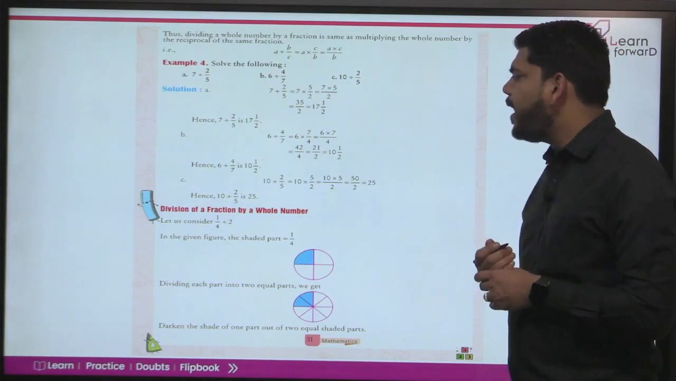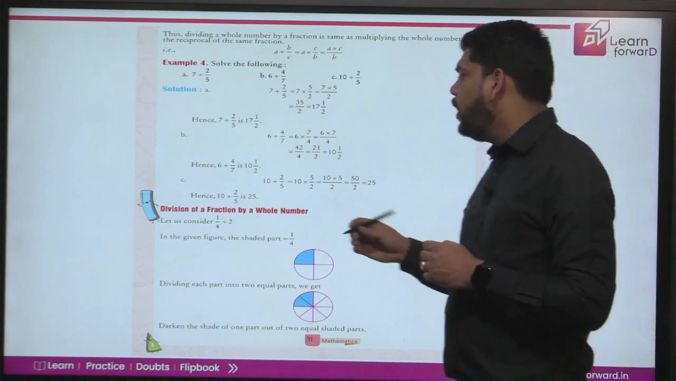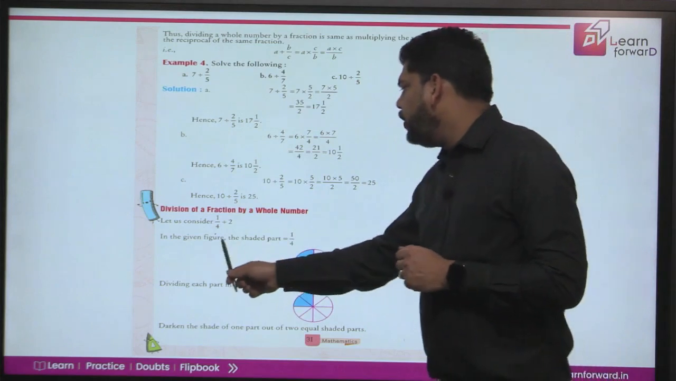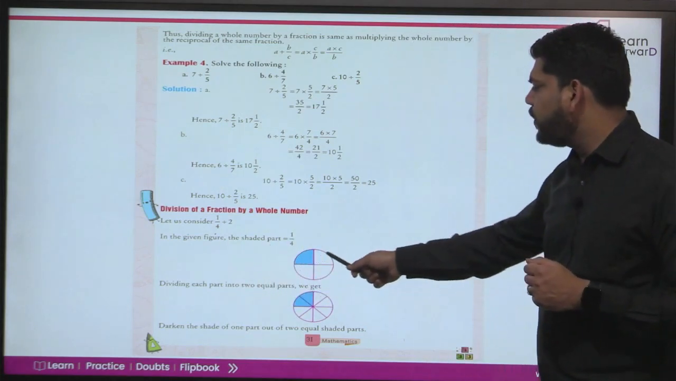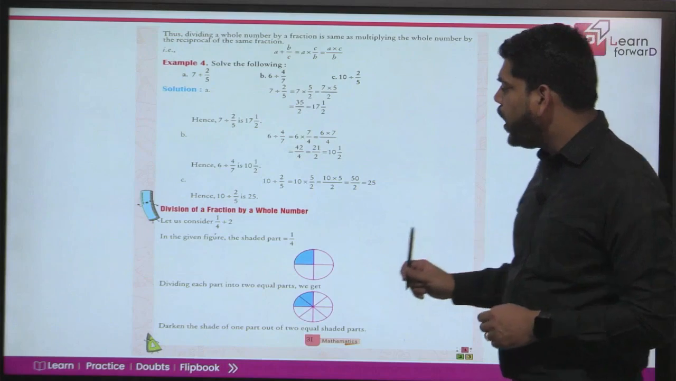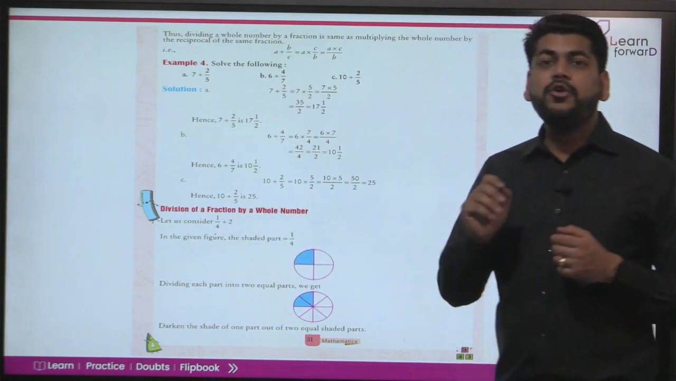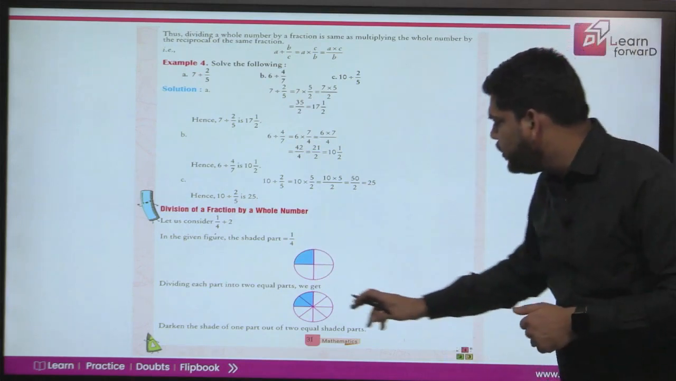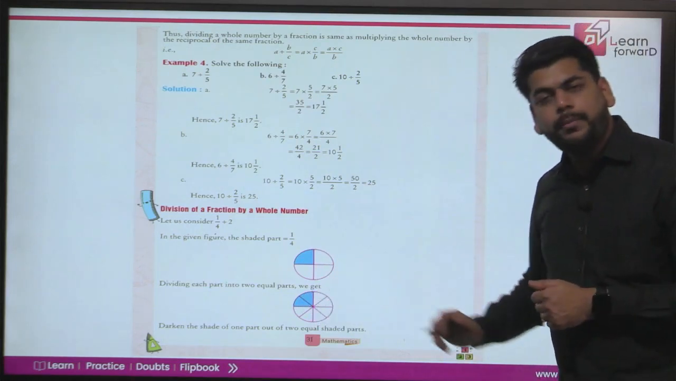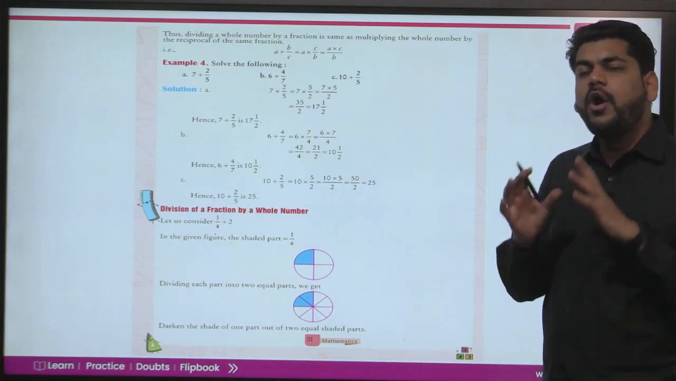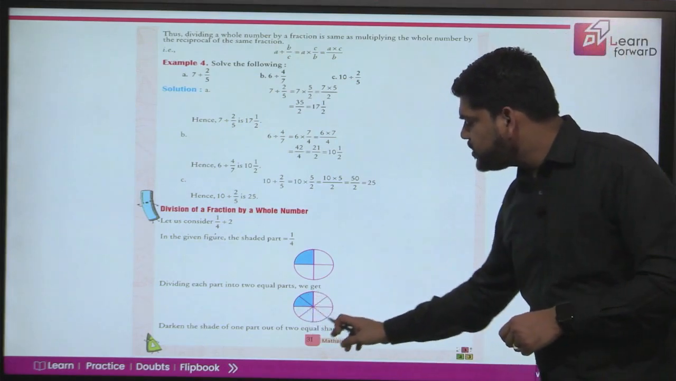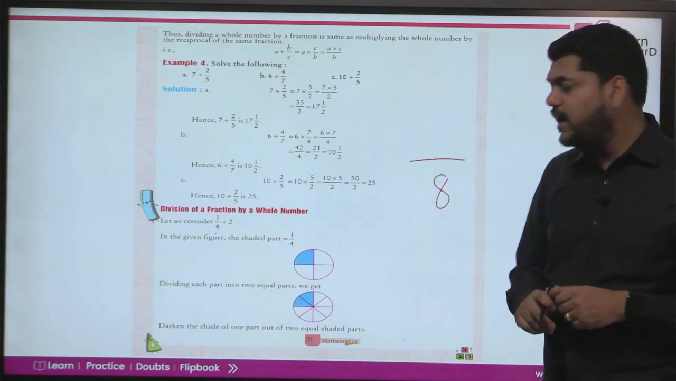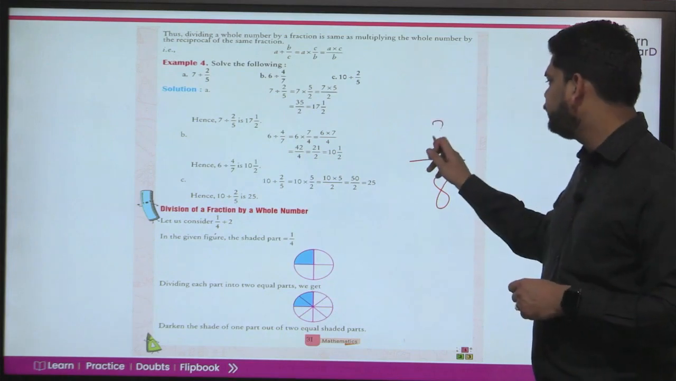Division of a fraction by a whole number. Now we will be dividing 1 by 4 by 2. So in the given figure, the shaded part is 1 by 4. And what we are doing is dividing it by 2. That means we are dividing this particular portion into 2 parts. So we have divided this into 2 parts. Now we will again calculate how many total parts there are. Total parts in this figure are 8. And how many shaded parts are there? It will be 2. Fine.